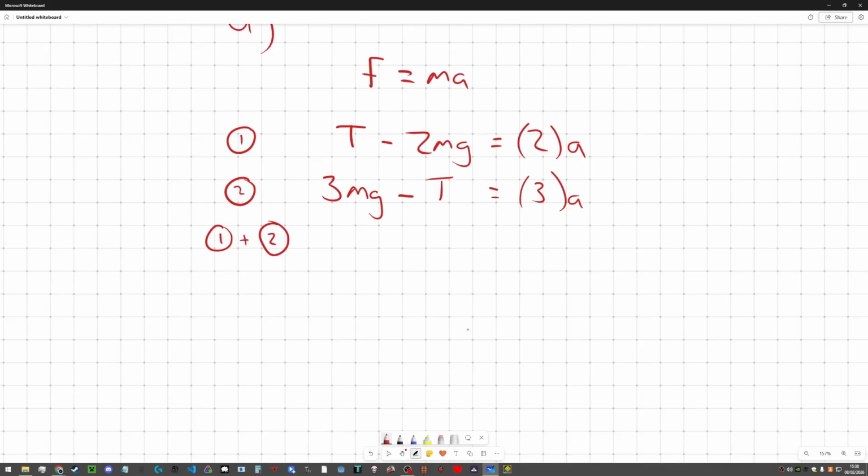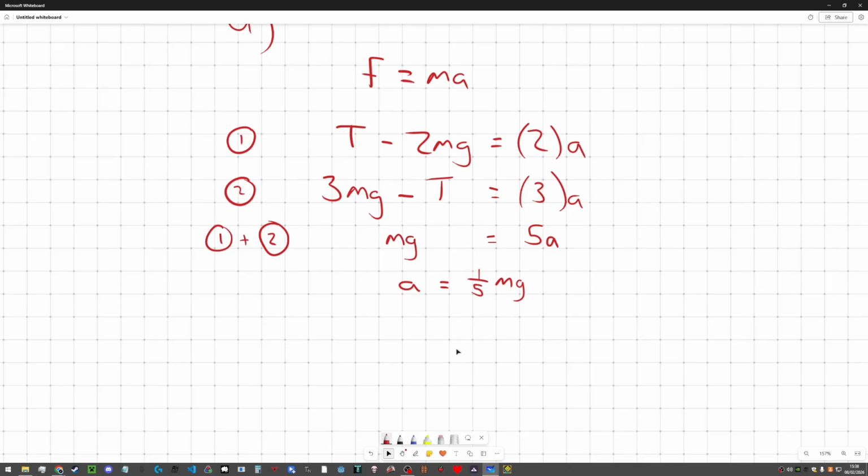So the T's are going to cancel out. 3mg minus 2mg is going to give mg, then 2a plus 3a is going to give 5a. And therefore a is equal to a fifth of mg.